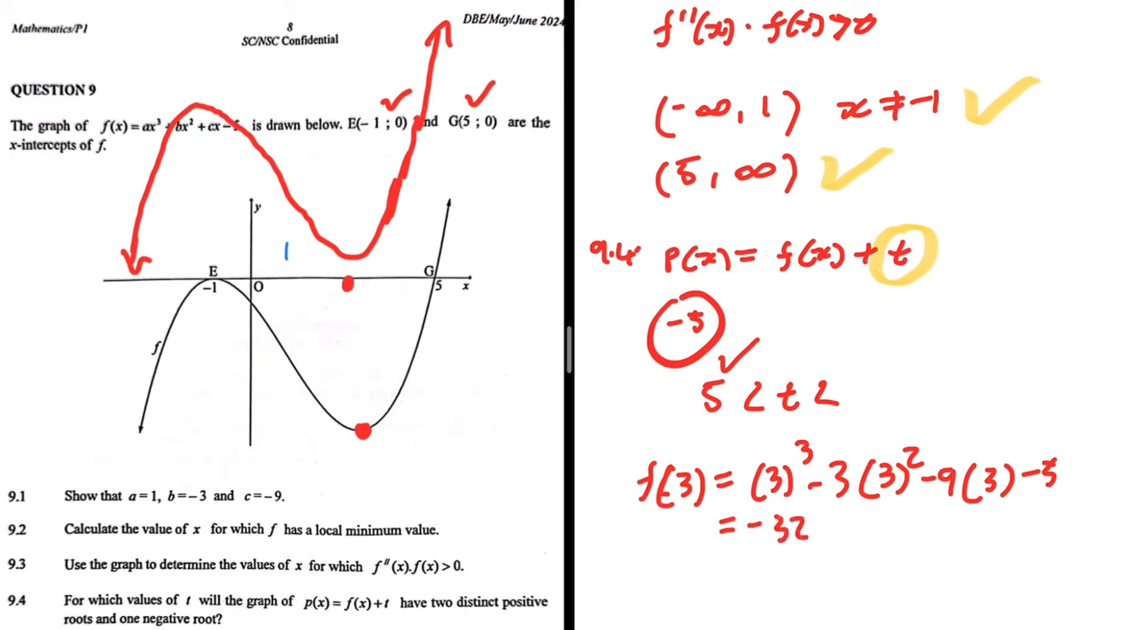So we need t to be less than 32. If t is greater than 32, we're going to have some issues. Our condition is not going to be satisfied anymore. So we need t to be between 5 and 32.